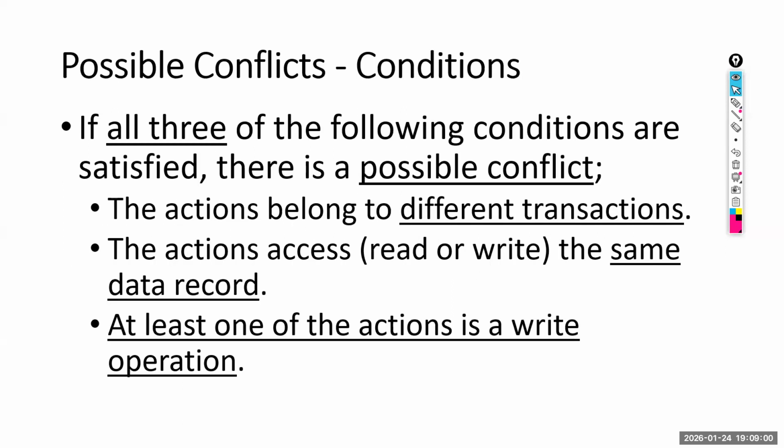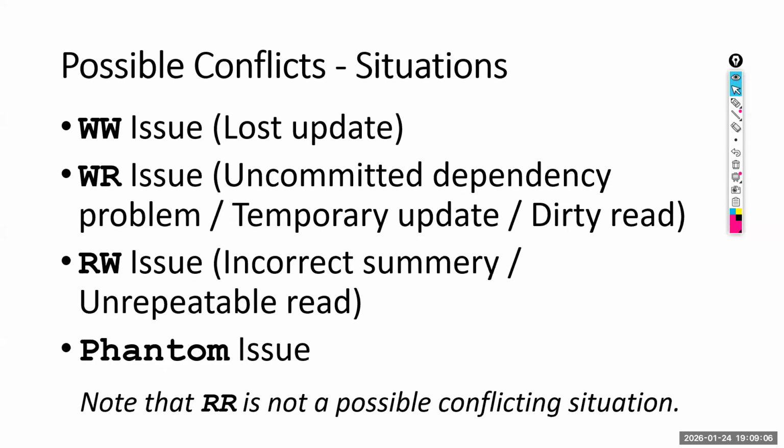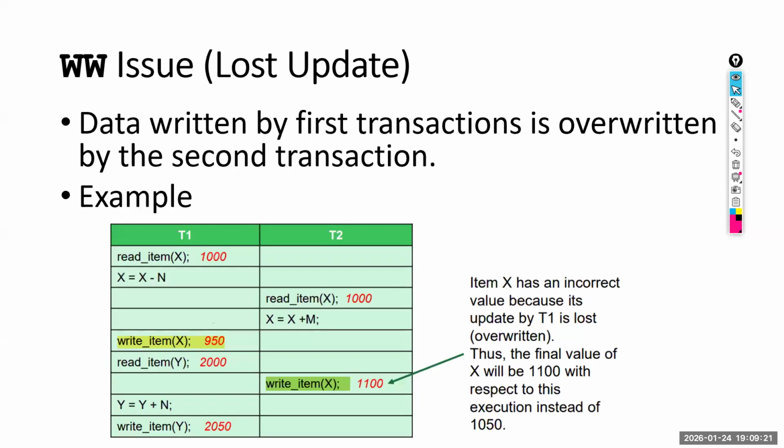And of course, it must be between two transactions. Within the transaction, there are no conflicts. Okay. Right. So these are the possible conflicts. You can see there's no read-read, but you have write-write, write-read, read-write, and phantom. Phantom is a special case. Right. So write-write is called lost update.